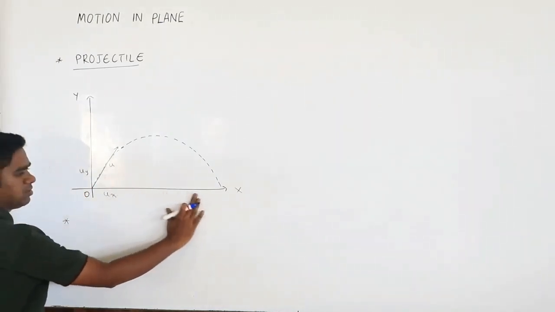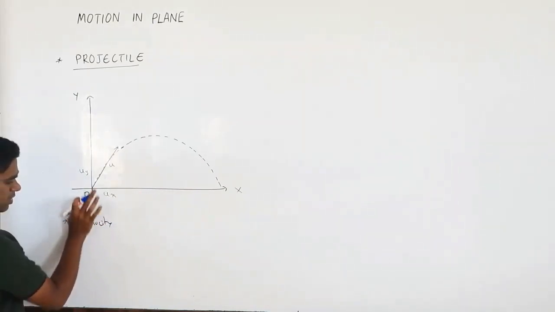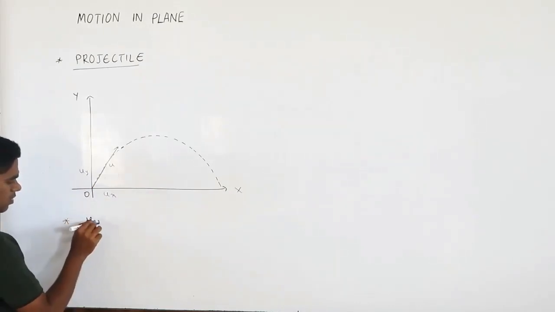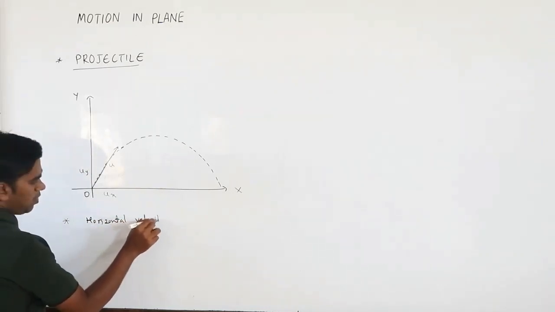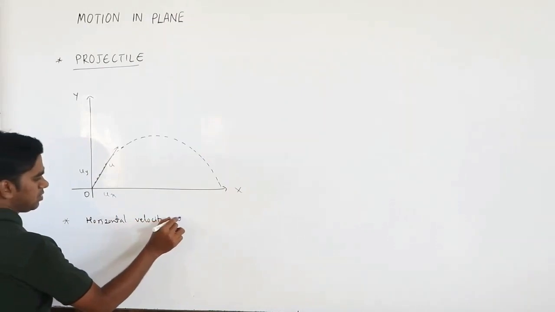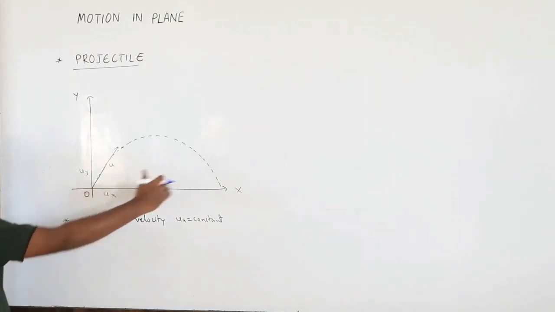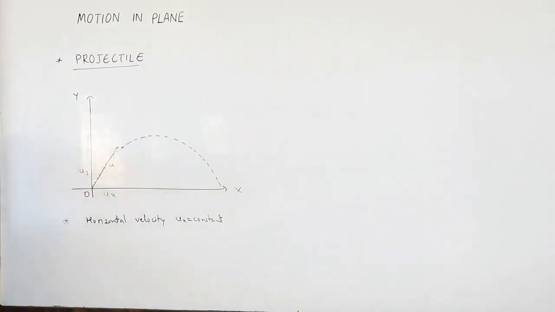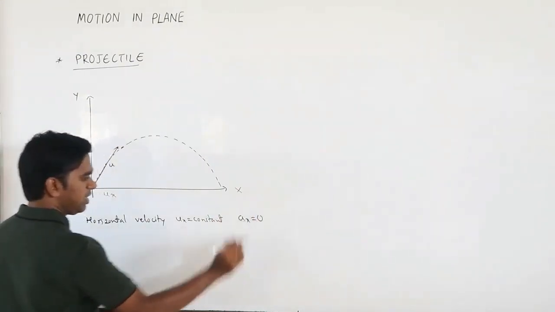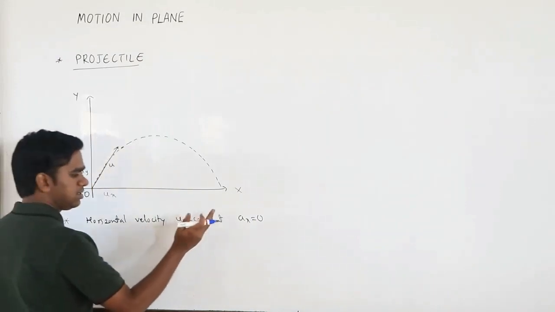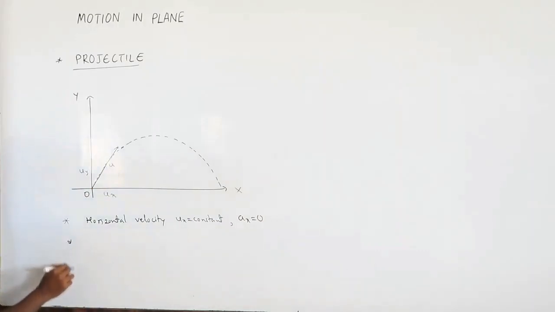That means velocity along horizontal is constant. Horizontal velocity ux equals constant. That means it is ux only along the whole journey. What about acceleration? ax is going to be 0, because velocity is constant, so acceleration is 0, because acceleration is the rate of change of velocity. Now the second assumption, what is that?